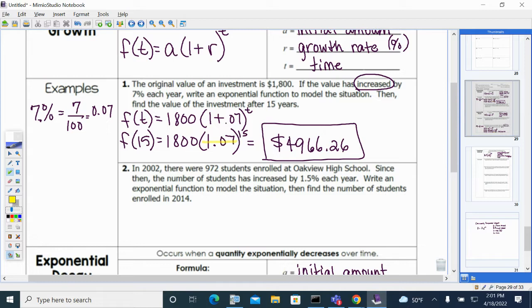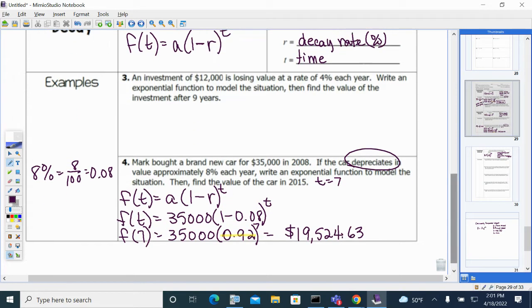And with growth, that number that is attached to the exponent is always going to be greater than 1. So with growth, this 1.07, because it's greater than 1, means growth. And then if you look at this next one, I know that we know that this is decay, but that number is less than 1, which means it's decay.